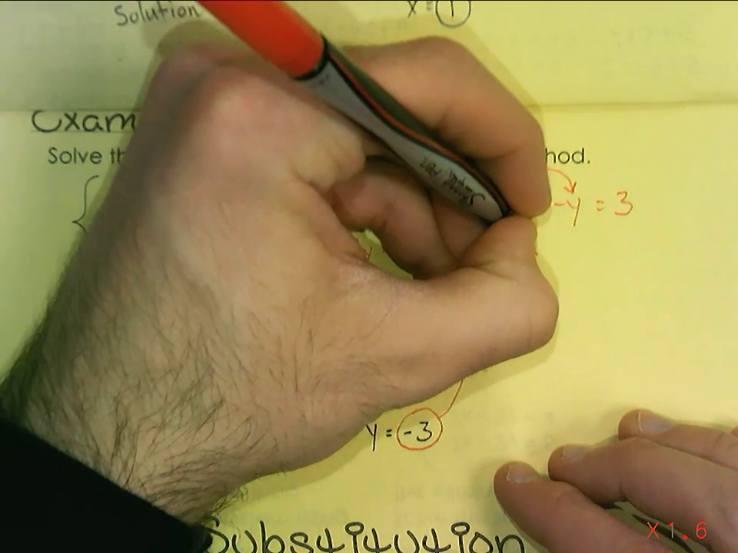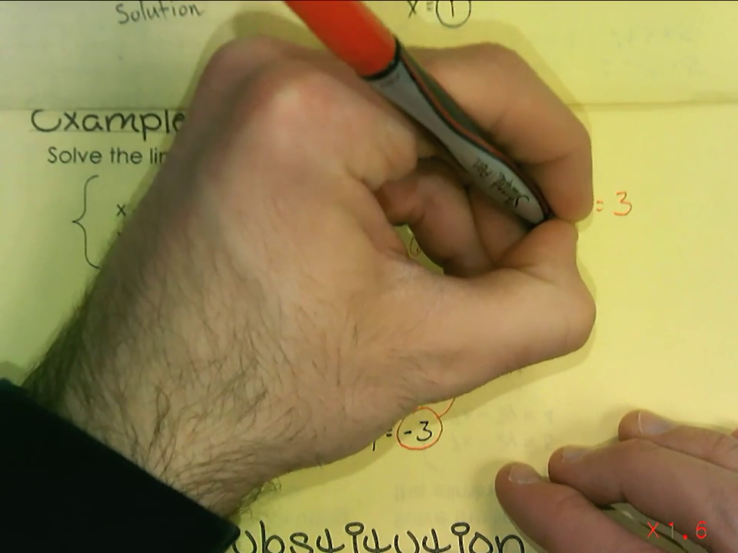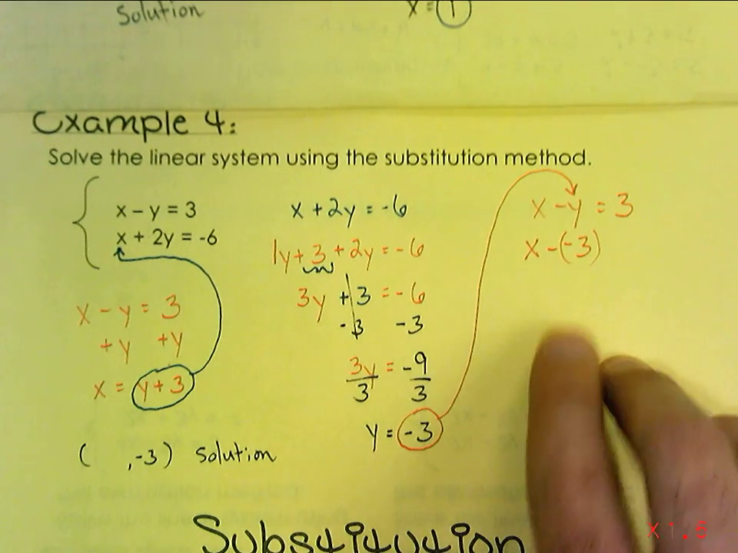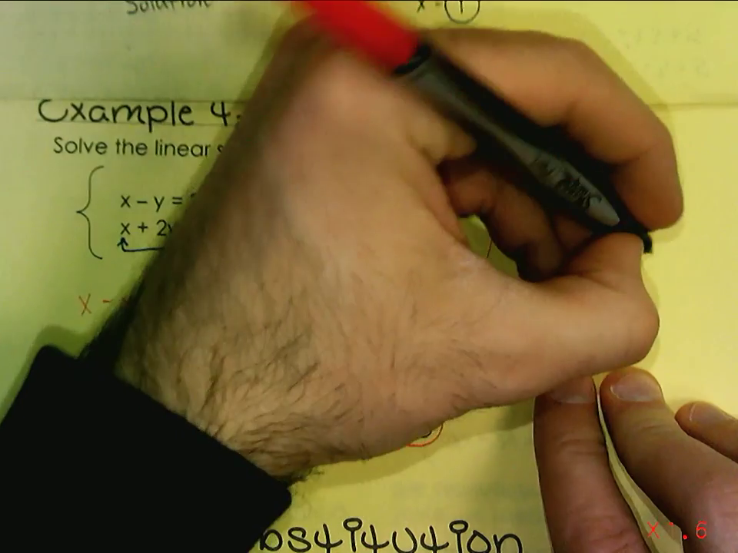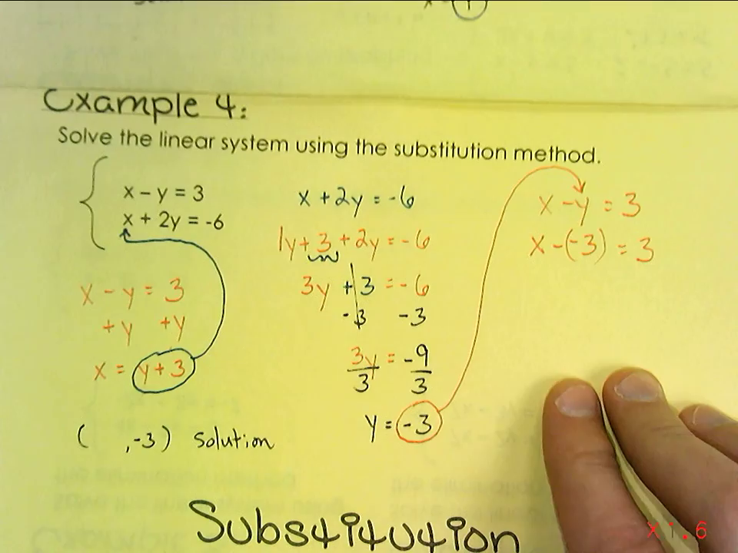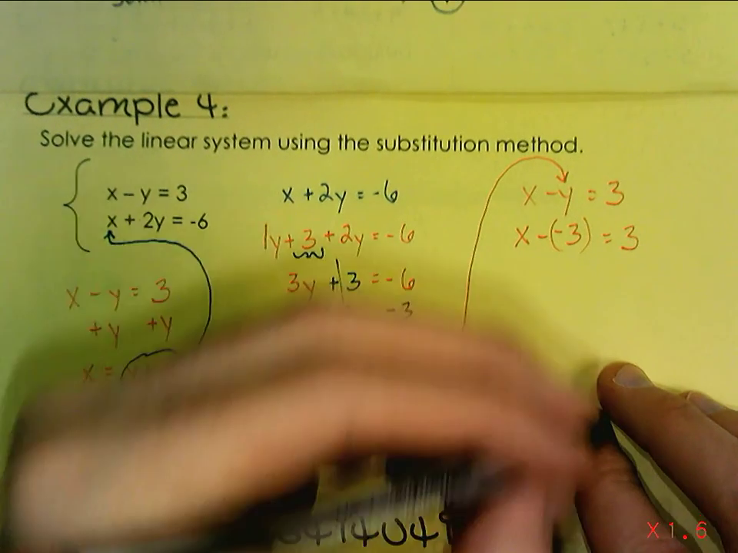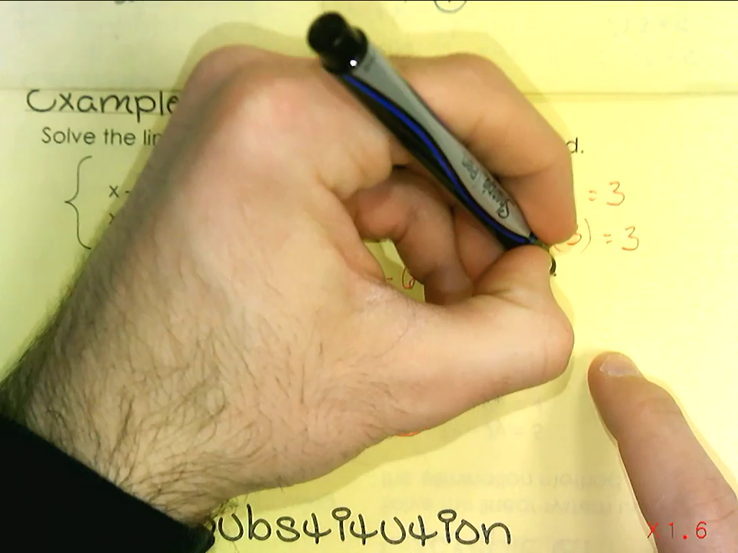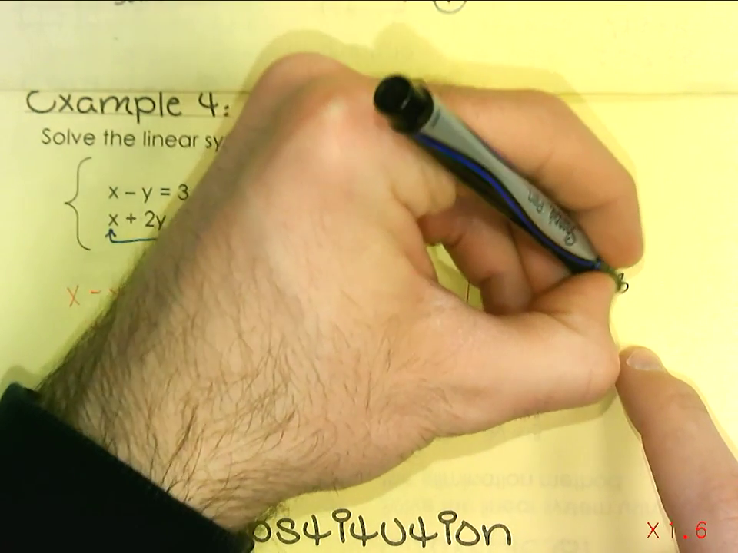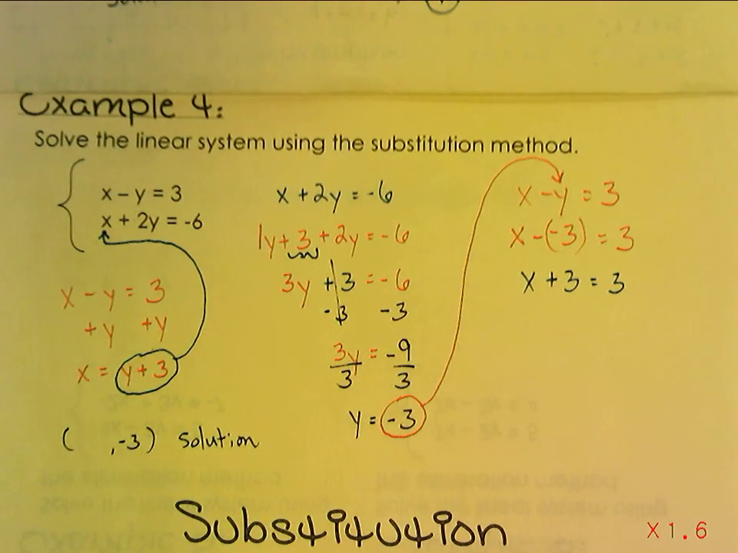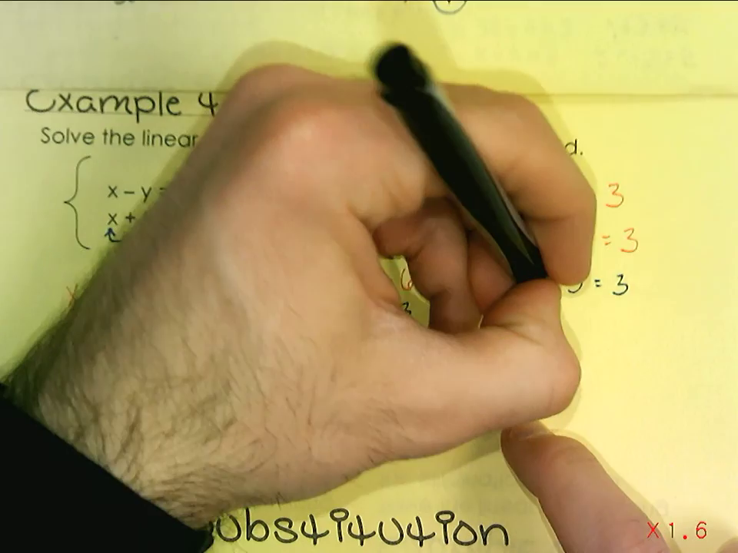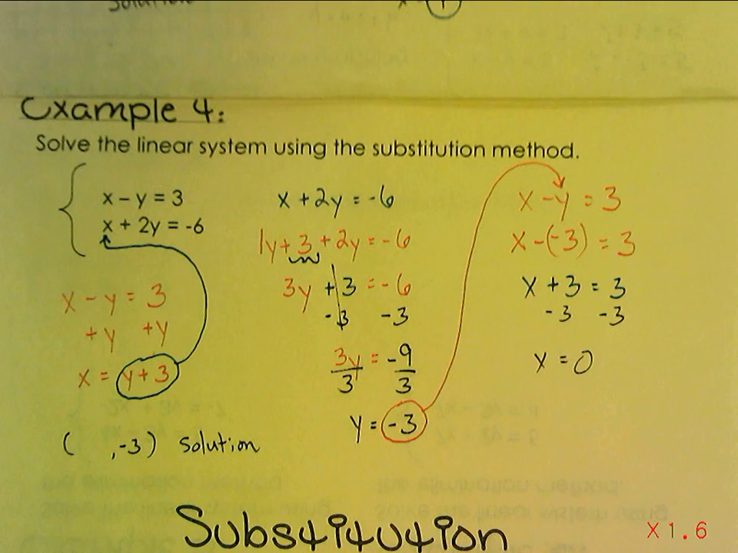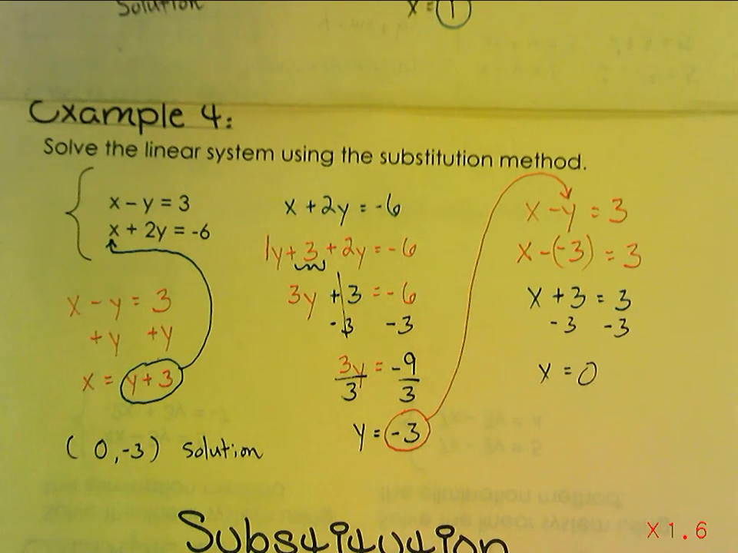And we will have x minus negative 3. Be careful because that minus stays there. And you're just putting negative 3 in for the y. And that equals 3. So if I rewrite this, I will have x plus 3 equals 3. Now I need to solve for x. Minus 3, minus 3. x is equal to 0. So my solution is 0, negative 3.